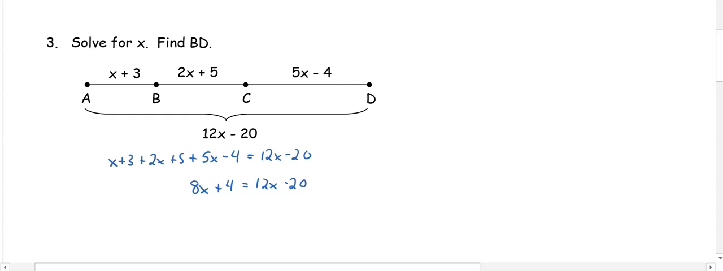We can move our X's to one side by subtracting 8X on both sides. So we get 4 equals 4X minus 20. And we can add 20 to both sides. So we get 24 equals 4X. When we divide, X is 6.